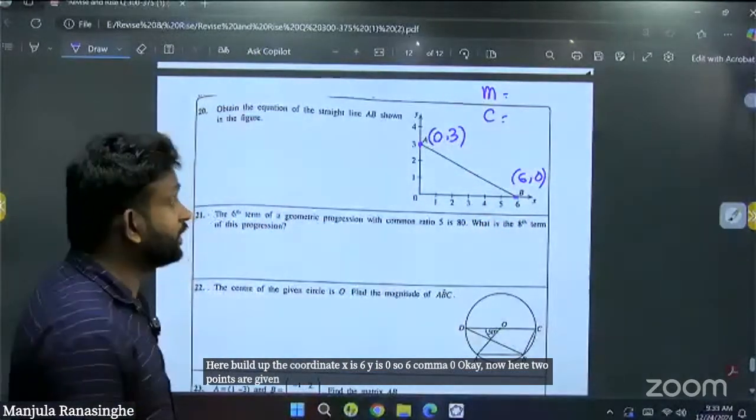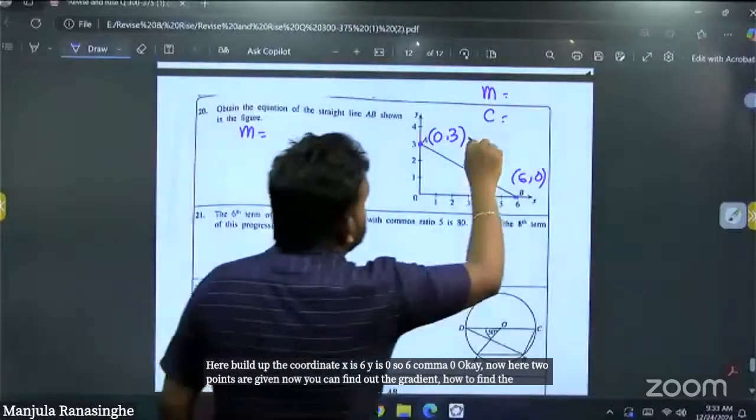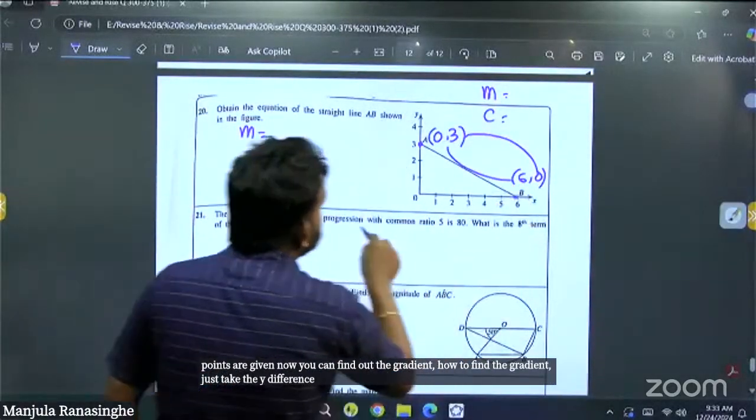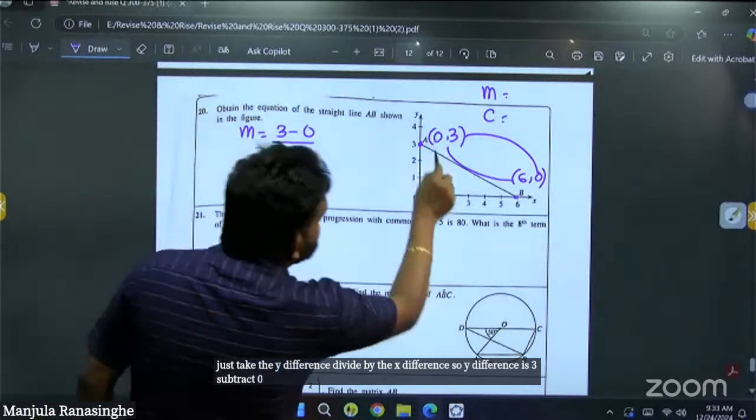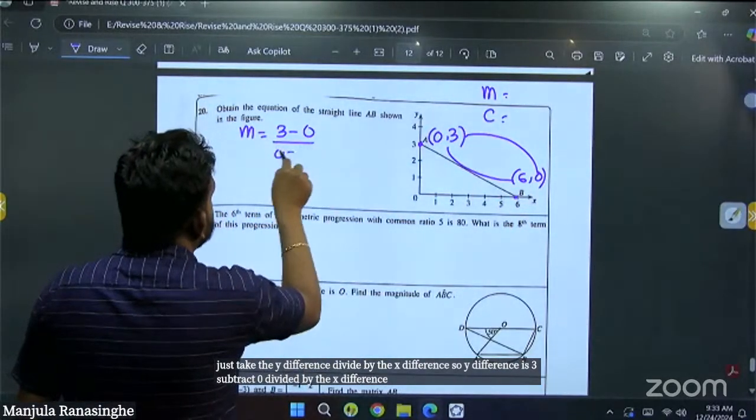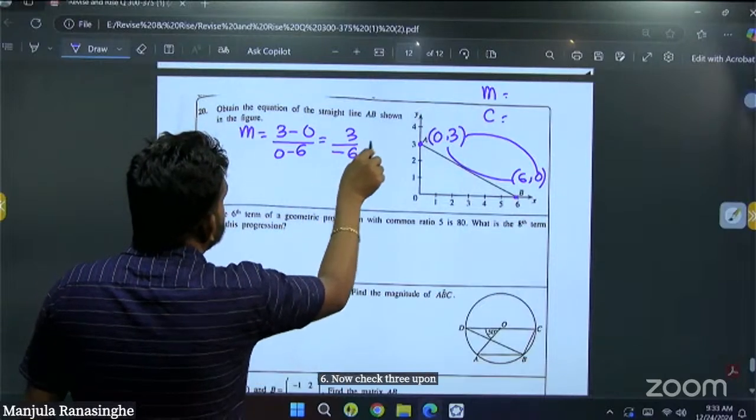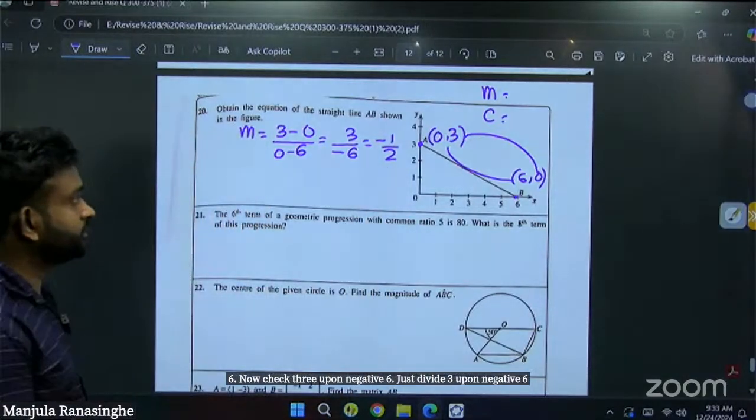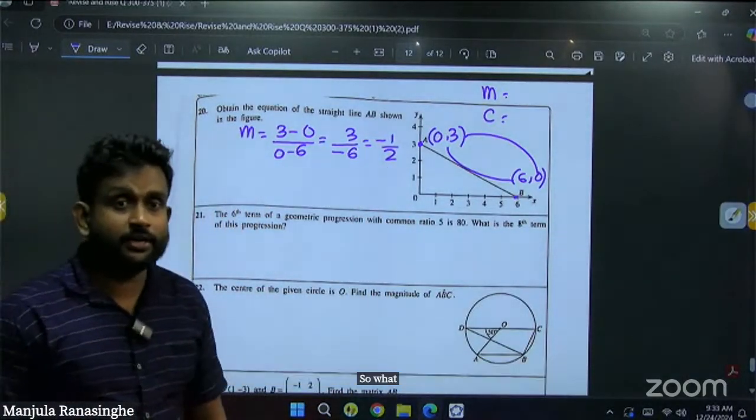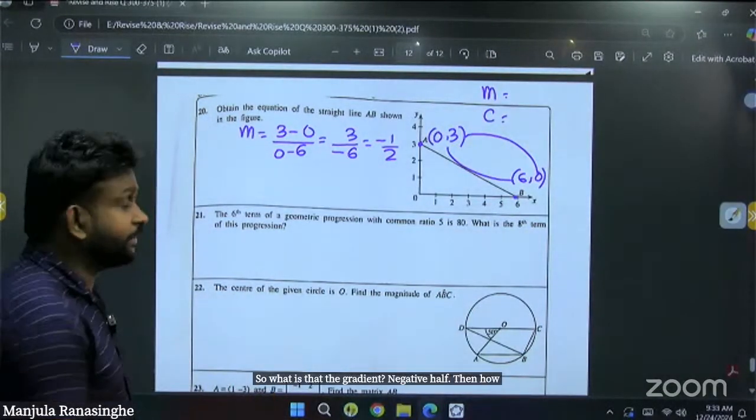Now you can find out the gradient. How to find the gradient? Just take the y difference, divide by the x difference. So y difference is 3 subtract 0, divide by the x difference, 0 subtract 6. Now check, 3 upon negative 6. Just divide, 3 upon negative 6 means negative half. So what is the gradient? Negative half.